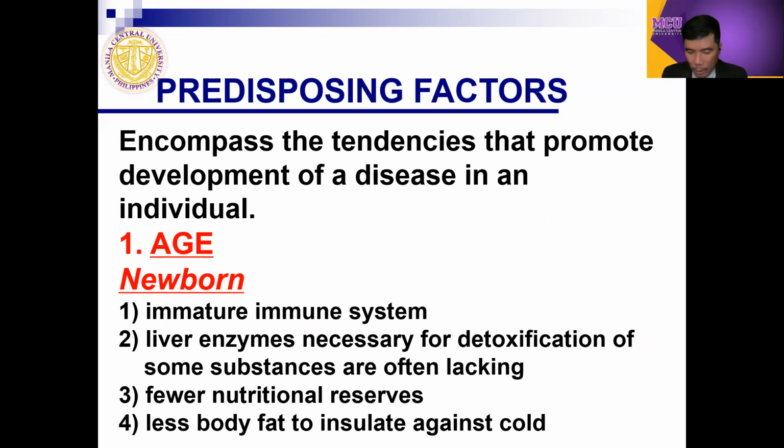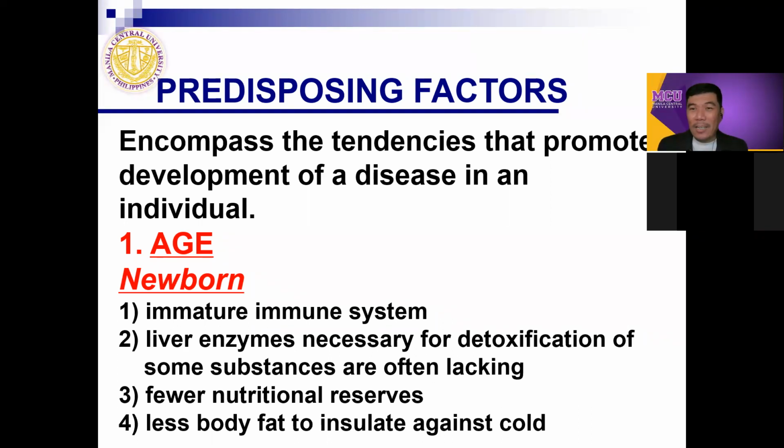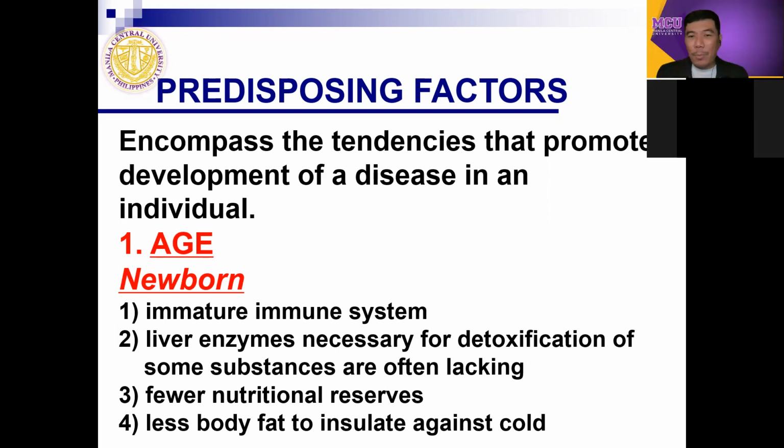Ano po yung binibigay na immunization? Vitamin K. The vitamin K may not be a vaccine. However, the vitamin K is given to prevent bleeding. Yan, to prevent bleeding. Ito yung sagot diyan kung bakit nagbibigay ng vitamin K. Kasi ang liver enzymes ay necessary for detoxification of some substances na lacking pa sa liver. So, chances kasi na pwedeng mag-lead yan sa bleeding kung hindi magbibigay ng vitamin K.